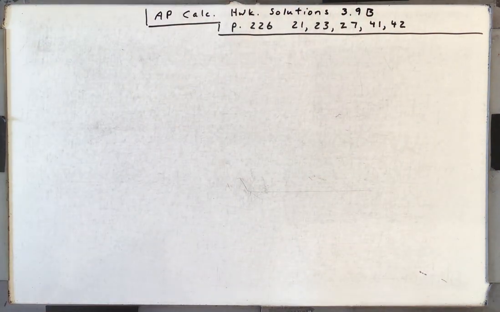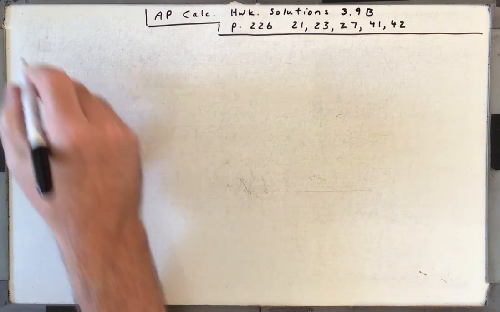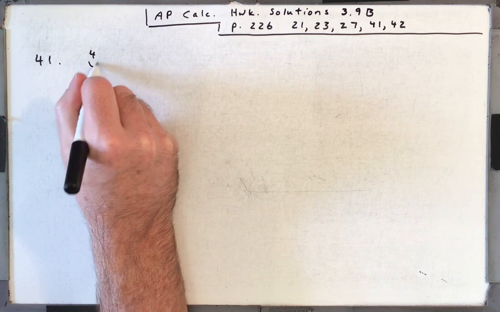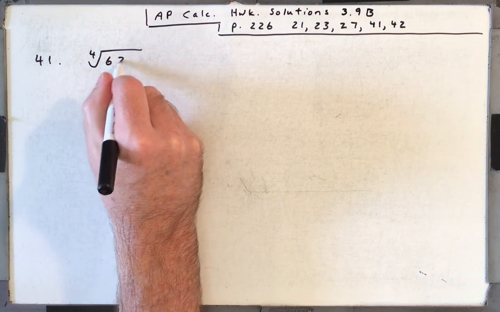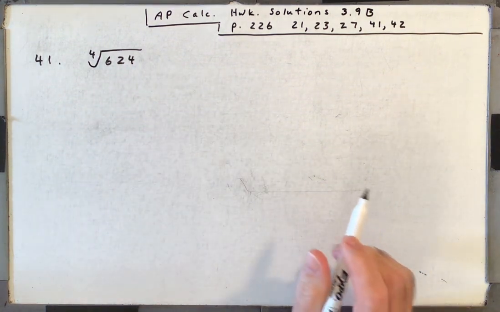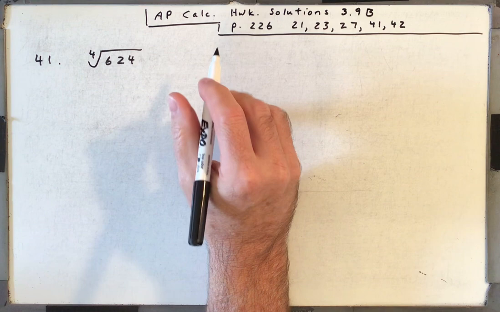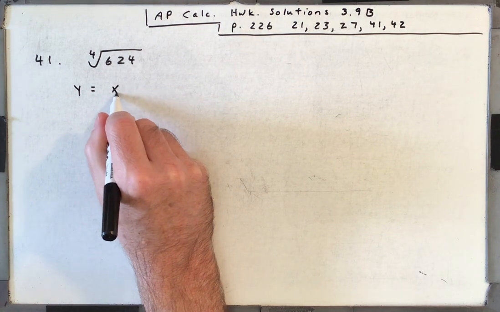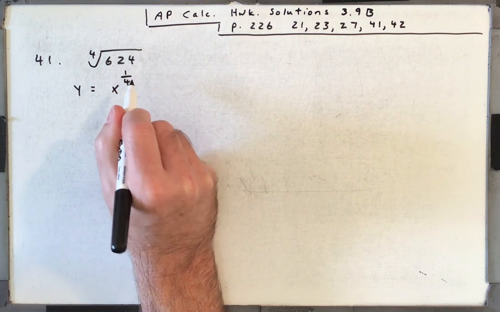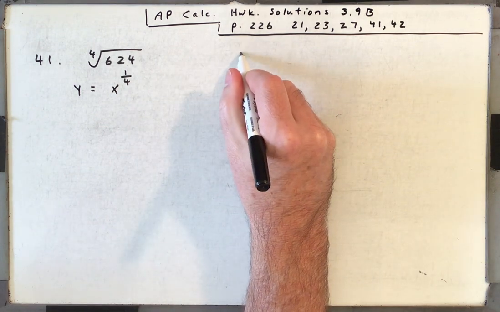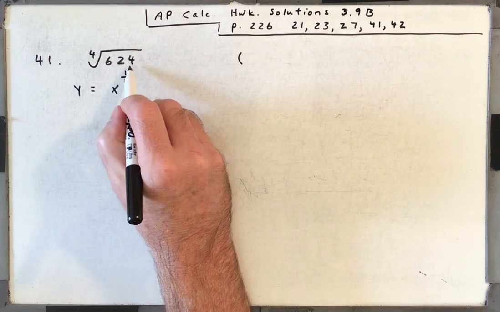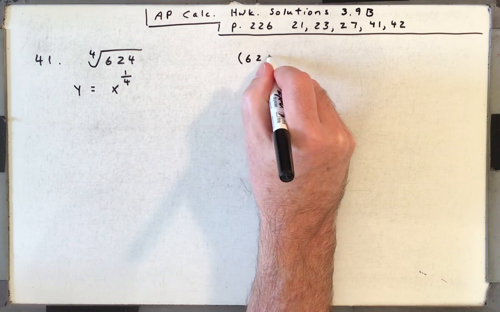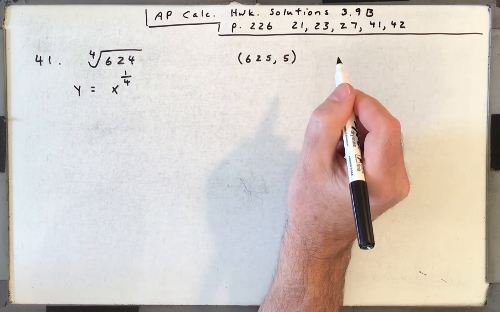Okay, let's finish this out with 41 and 42. I kind of find these problems really interesting. So 41, we want to estimate the fourth root of 624. Our equation would be y is equal to x to the 1/4 power. We want to pick an easy point nearby. I would pick 625. The fourth root of 625 is 5. So our point nearby would be 625, 5.